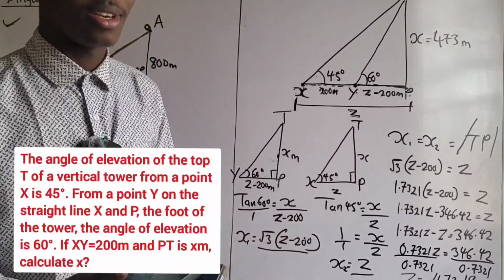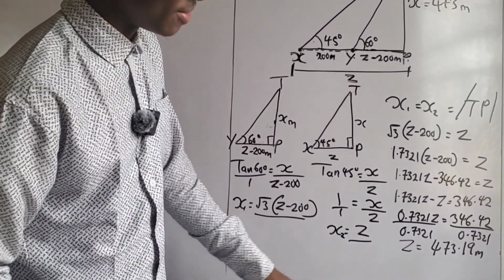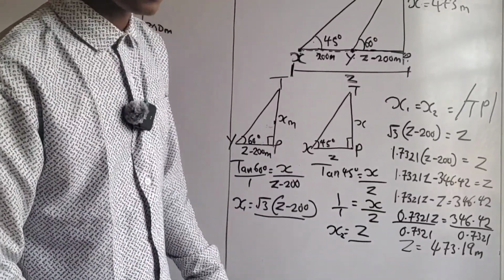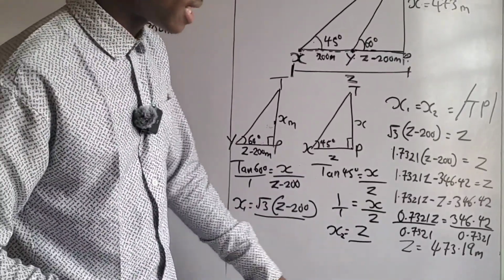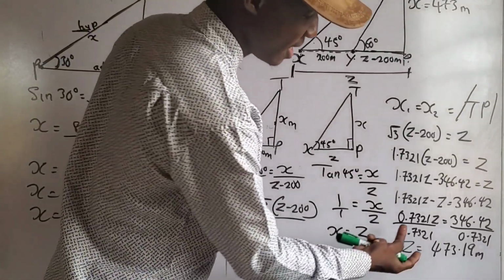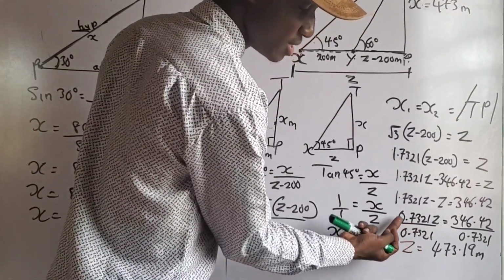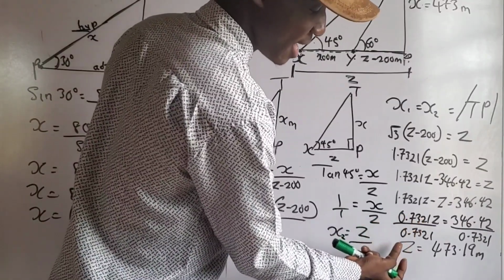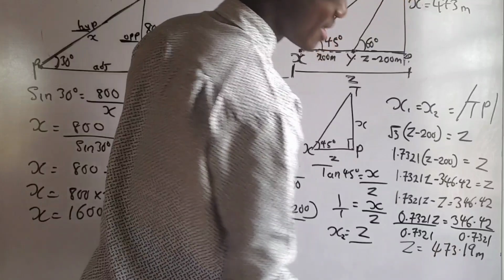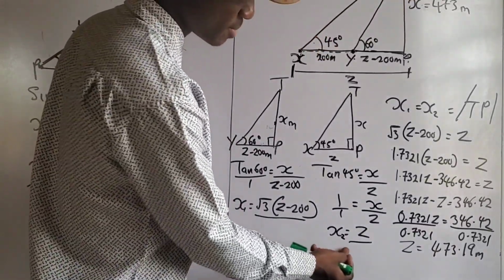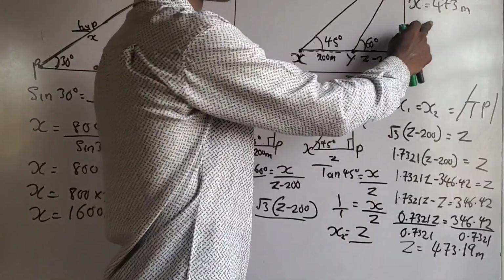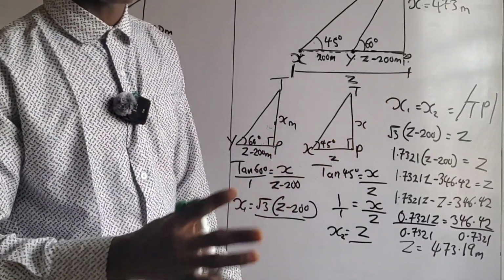Do you understand? Sorry, I discovered that this part wasn't captured by the recording. Are you getting it? So this is what I did. I divided both sides by the coefficient of z, which is 0.7321. Then I got z equals to 473.19 meter. And you know that from this expression, x equals to z. So that means that x will also be what? 473 meter. Do you understand?